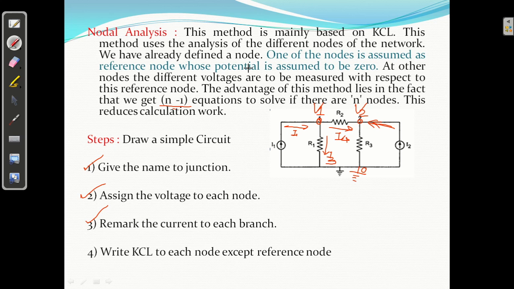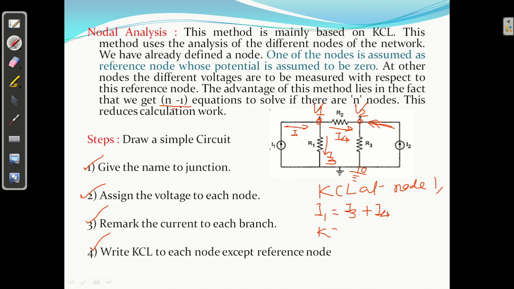Okay, so remark the equations I1, I2, I3, I4, right? Fourth step क्या है? Write the KCL to each node except the reference node. So KCL at node 1. What is the KCL at node 1? I1 incoming equal to outgoing, I3 outgoing and I4 outgoing, I3 plus I4. That is the KCL, and based on this KCL we will solve it, right?